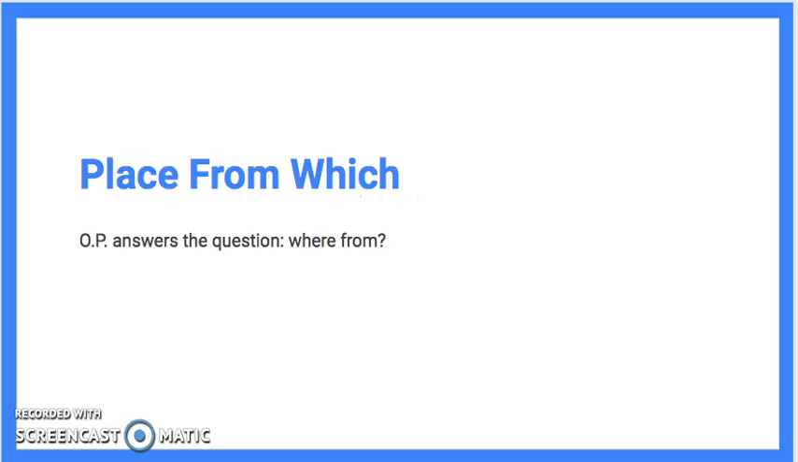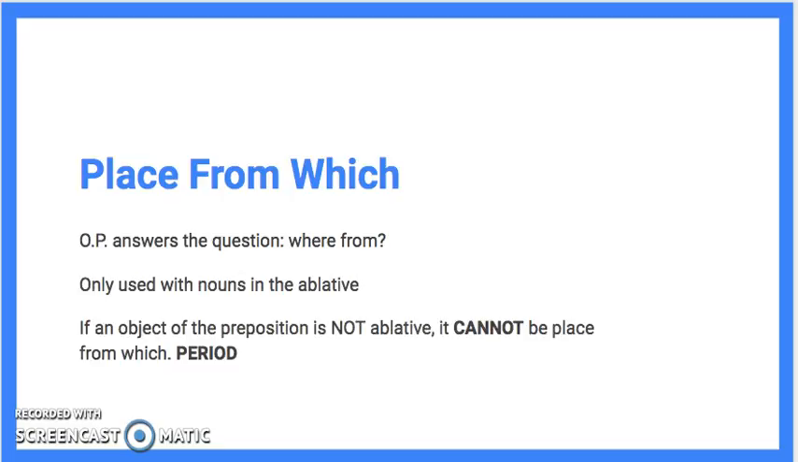Next case use, place from which. With place from which, the object of the preposition answers the question, where from. Place from which is only used with nouns in the ablative, which means if your object of the preposition is not ablative, it cannot be place from which, period. Another clue for place from which is that the prepositions which take an object of the preposition that is considered place from which will all have from as one of their possible translations.